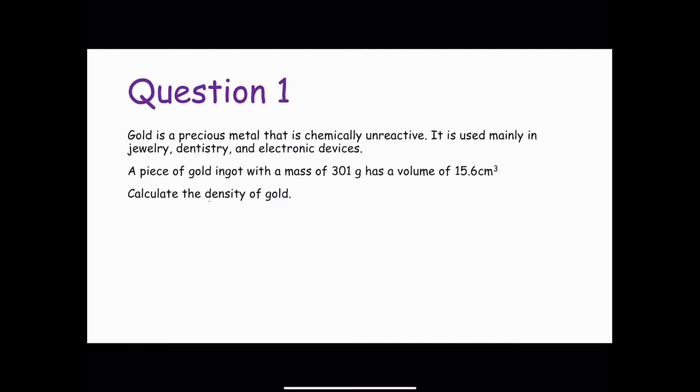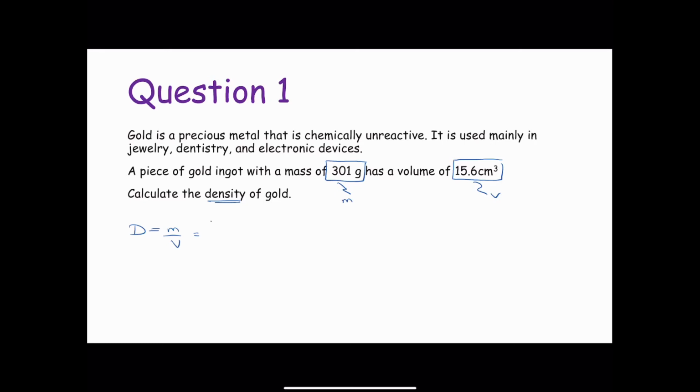Anyhow, we're asked to calculate the density, so we're going to use the formula. Density is equal to mass over volume. We already know the mass. It's been given to us in grams. This is our mass. And we're also given the volume in centimeters cubed. So here's our V. And now we can just plug those numbers into the formula.